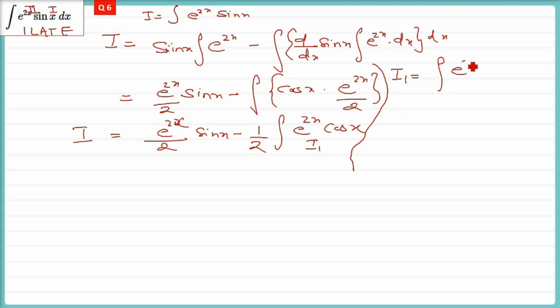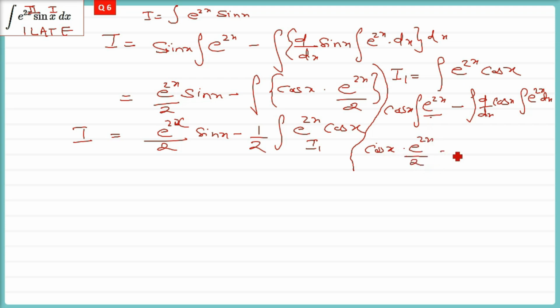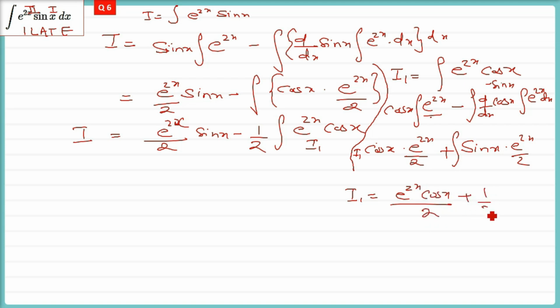So I1 will be equal to the integral of e raised to x cos x. Again ILATE, same thing we are going to do. So cos x, integration of e raised to x, minus integration of d by dx of cos x, and then again e raised to x dx. So just the u into v integration I am applying. Cos x, e raised to x will be e raised to x by 2, minus d by dx of cos x is negative sin x. So minus minus becomes plus, so it will be sin x inside the integration sign. E raised to x will be e raised to x by 2. So this I1 has become e raised to x cos x by 2 plus half we are taking outside again. So it will be e raised to x sin x.